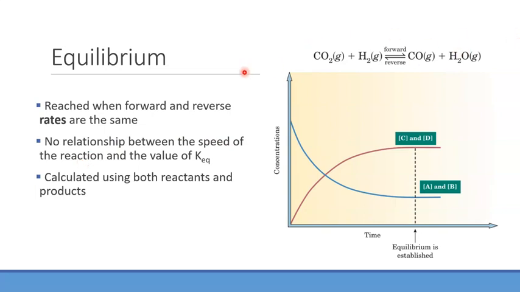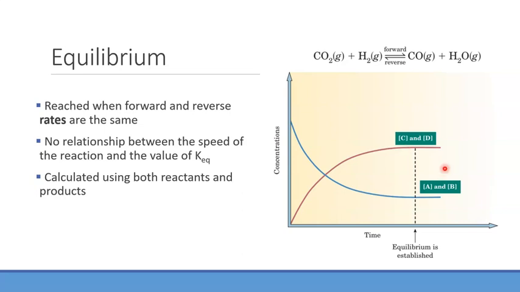But there's no relationship between the speed of the reaction and the value of K. We just know that at equilibrium, they're both happening at the same rate. K is a relationship between the concentrations of product to reactant at equilibrium. And so in this scenario, we started off with all reactant, and ended with a mixture of reactant and product.